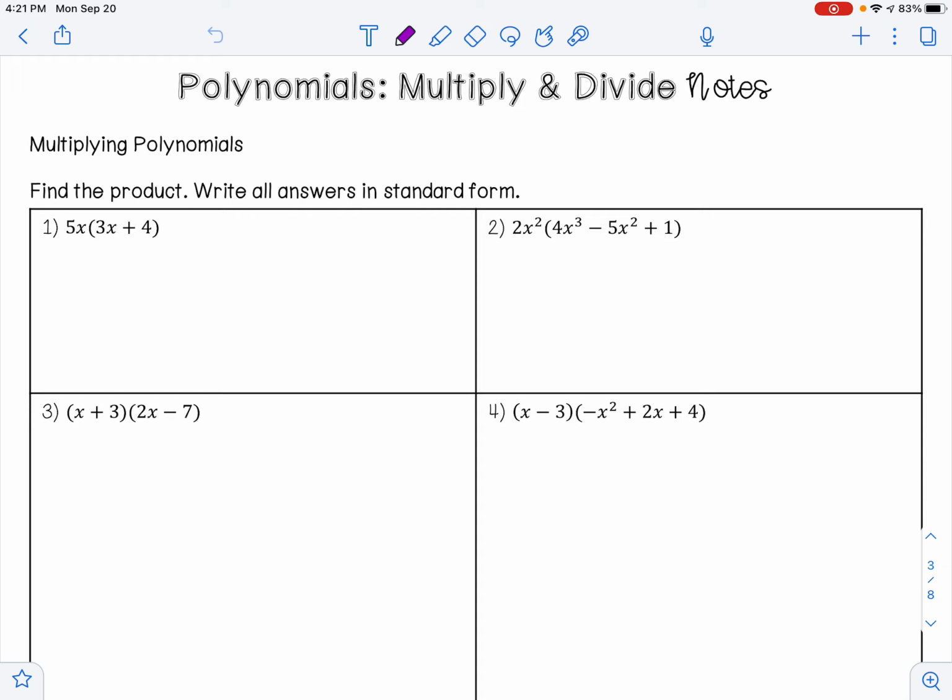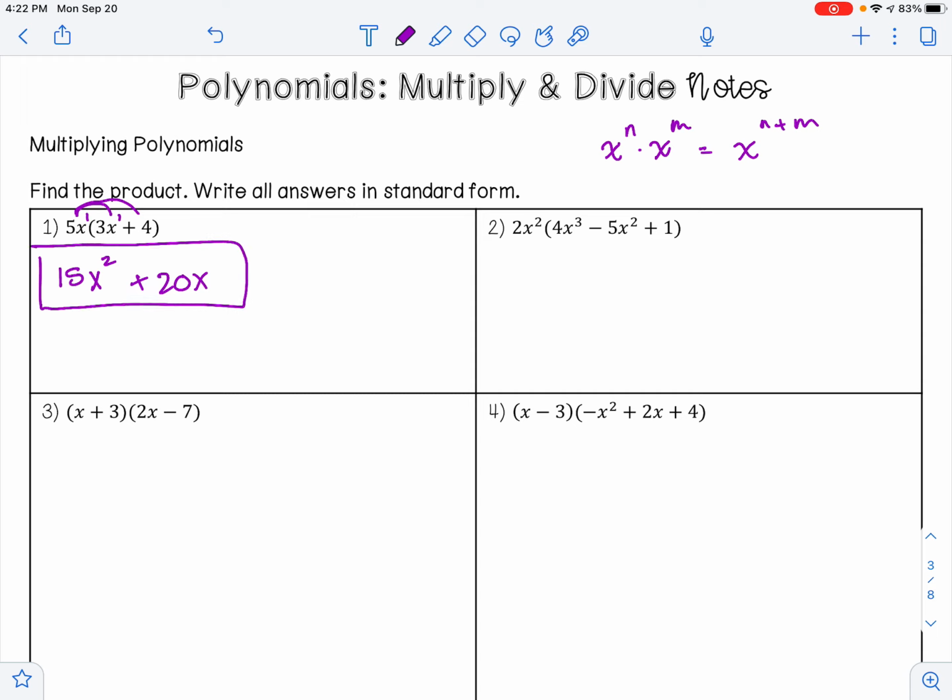So to find the product, here I'm going to use a distributive property. 5 times 3 is 15, and x times x is x squared. Remember your exponent properties. To multiply like bases, you keep the base and you add the exponents. So this is like 1 plus 1 gives us 2. 5x times 4 is 20x. This is written in standard form. There are no like terms, so there's nothing else that I can do. So my answer is just 15x squared plus 20x.